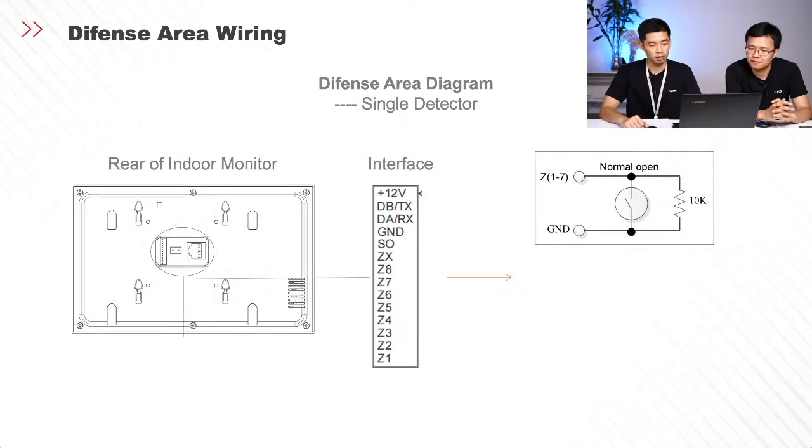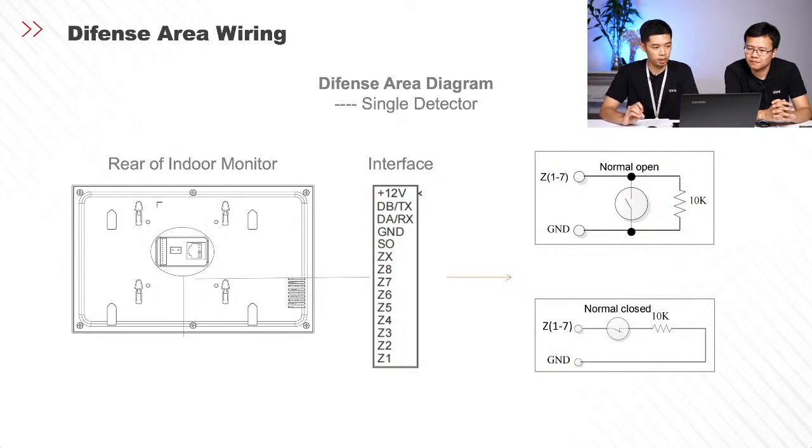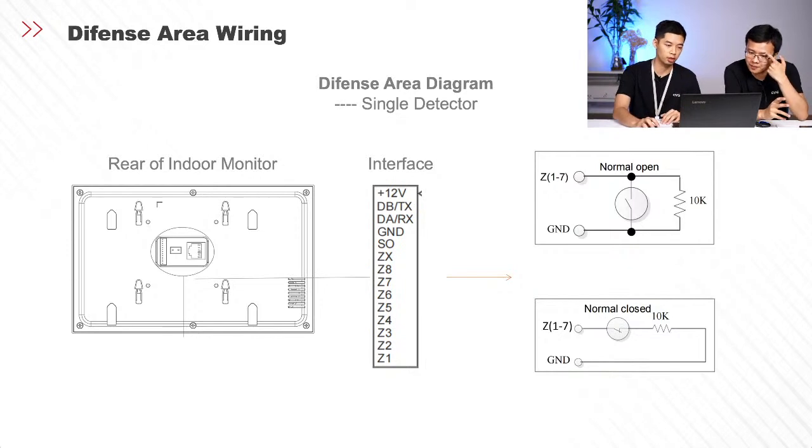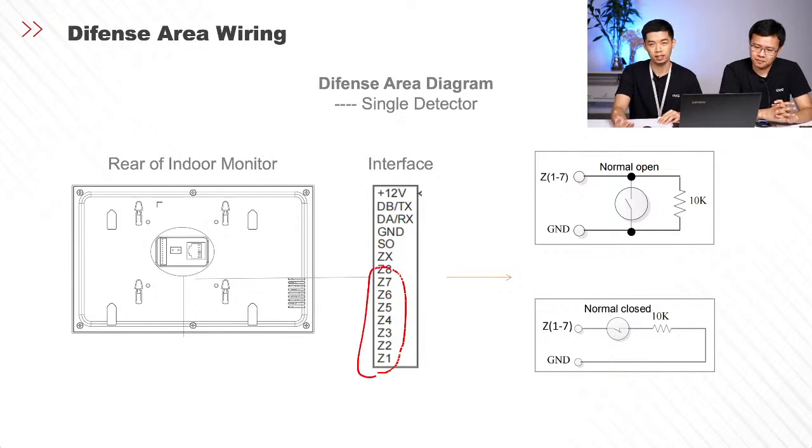Okay, so let's look a little bit deeper into this defense area. If you happen to have one of our monitors and you check the rear of the Indo Monitor, you can see there is an interface. On the interface, it states Z1 and goes all the way down to ZA. These are our defense areas. Technically we support 7 defense areas, but the ZA is actually a doorbell connector as default. So normally we will say yes, we support 7 defense zones.